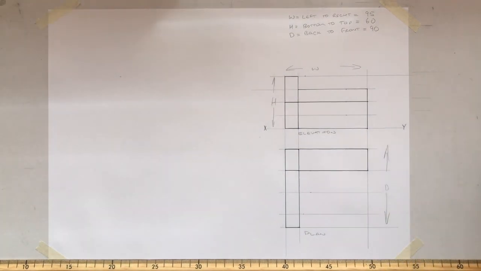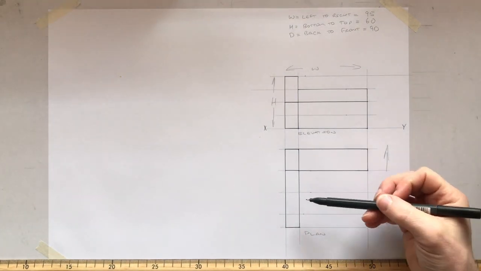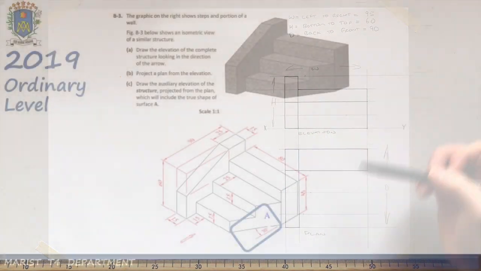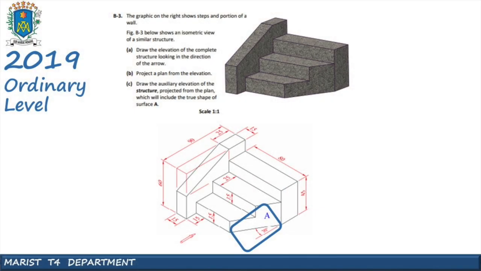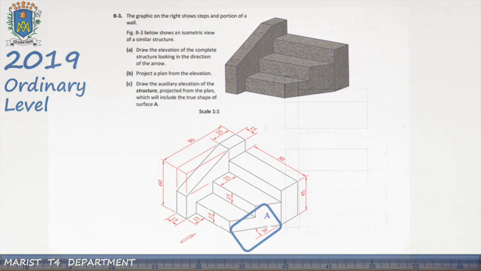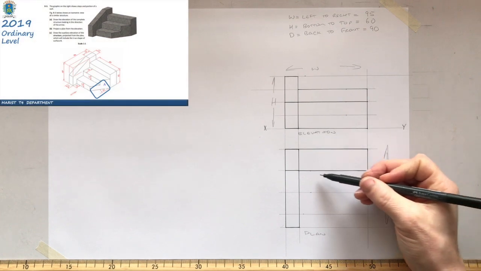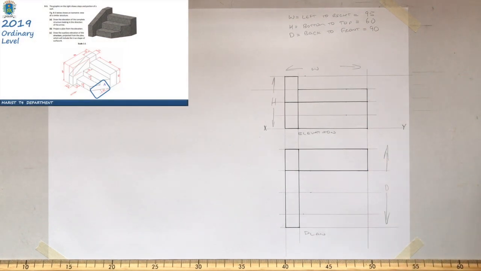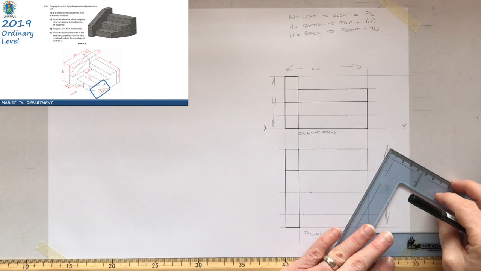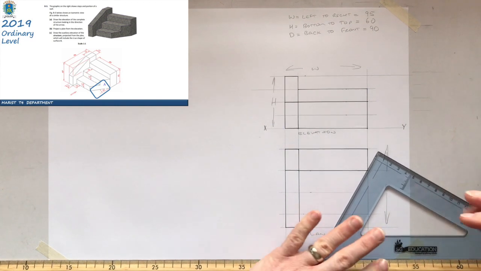Next is the part that's going to give us the information. We're told we don't have the measurement for where surface A is, but if we look closely at the question now, we can see that there's an angle of 30 degrees. If we look at that question, it comes from the back of the second step, and it comes down at 30 degrees. So using my set square, I can draw down at 30 degrees.